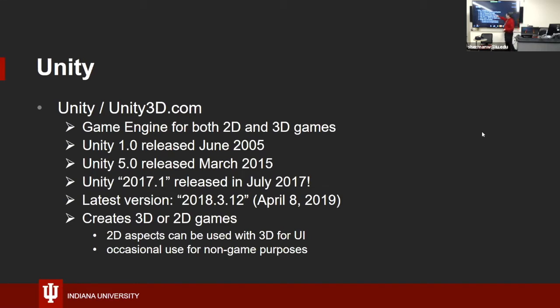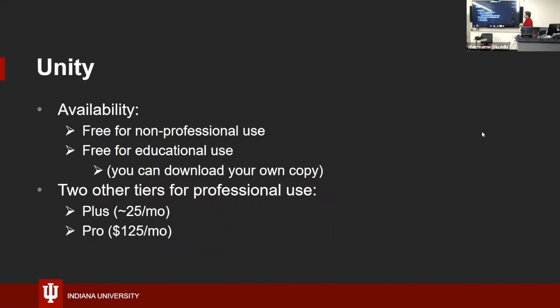In 2017, they started going to the year numbering system, and so they released version 2017.1, and as of a few days ago, the latest version is 2018.3.12, so they're a little behind in their years, I guess. But that's the latest version, and that's the version I actually installed on my laptop here, so that's the one we'll be looking at. And again, it creates 3D or 2D games. We can use some of the 2D aspects, the text and some of the planar stuff as part of our user interface, so that still serves us well for virtual reality.